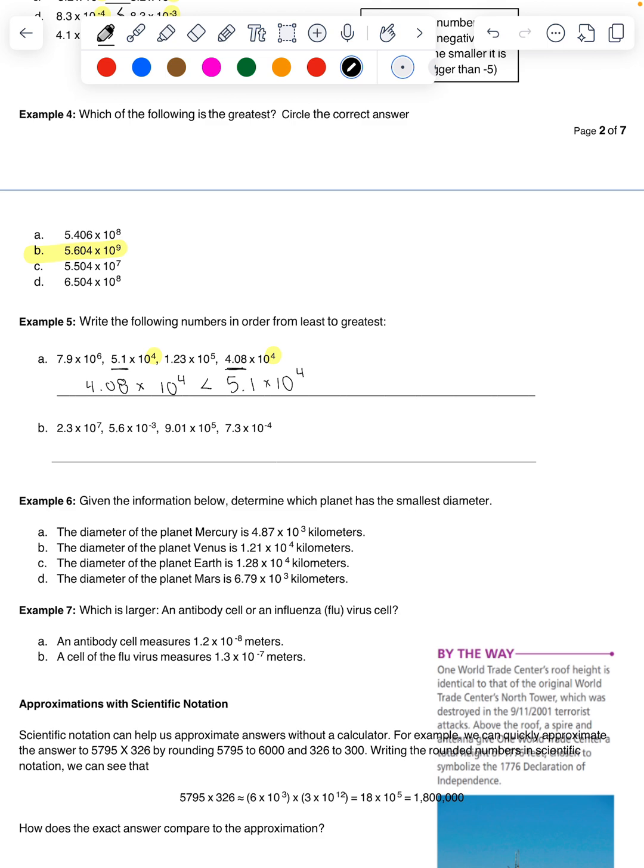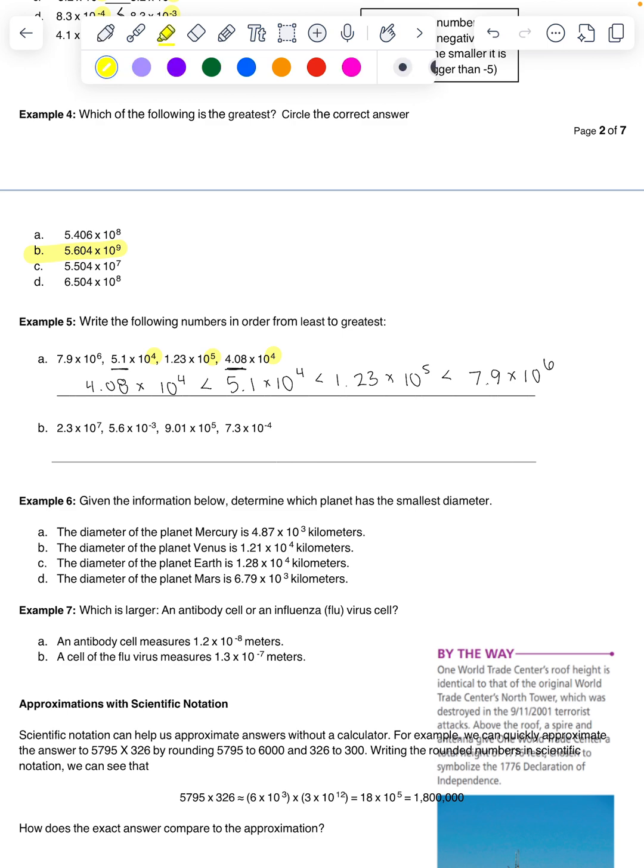And then the next one would be the one with 10 to the 5th, because 10 to the 5th is smaller than 10 to the 6th. So 1.23 times 10 to the 5th is less than 7.9 times 10 to the 6th. Letter B, the smallest number would be the one with the smallest exponent.